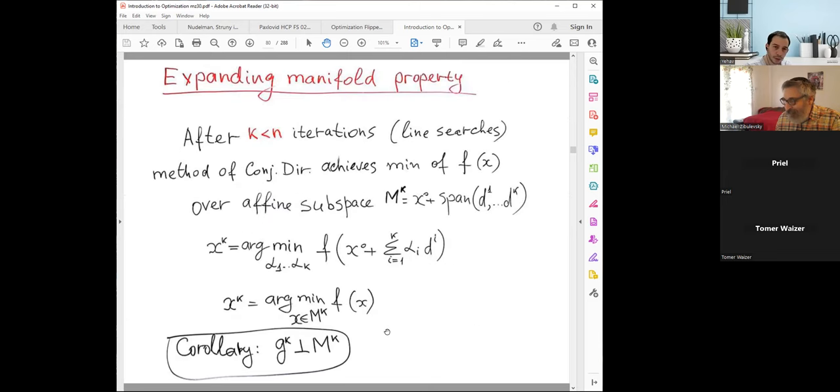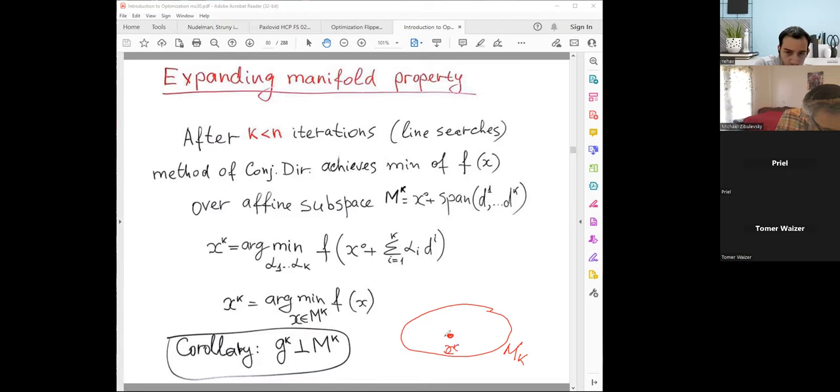I don't have a picture here, and usually I do draw some picture at this point, so let me put it directly here. I have this subspace, and I call it Mk. And I know that at xk, I get to the minimum. So if I go in any direction in this subspace, xk would be the minimizer in any direction. So the function will look like this.